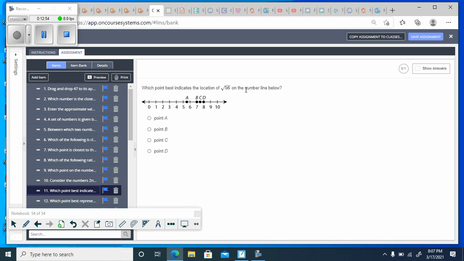Which point best indicates the location of the square root of 56? Okay. Square root of 56 is going to be between the square root of 64 and the square root of 49. Those were 8 and 7. Yep, 7 point something. So it's got to be right in here. It's either B or C. Let's look and see.